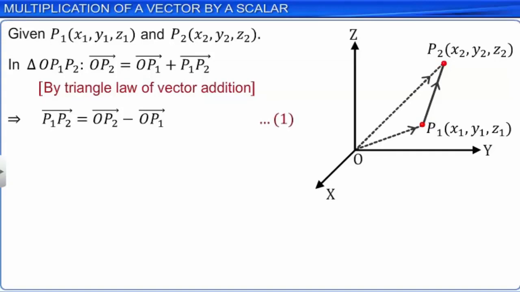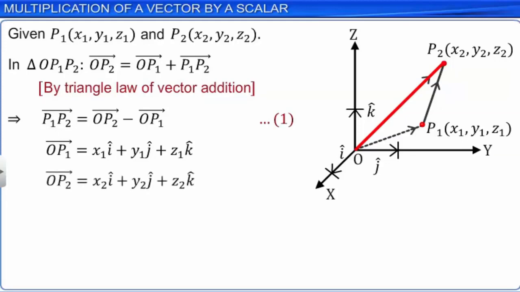If vectors i, j, and k are unit vectors along the x, y, and z axes, respectively, then vector OP1 in component form is given by x1 into vector i plus y1 into vector j plus z1 into vector k. Similarly, vector OP2 in component form is given by x2 into vector i plus y2 into vector j plus z2 into vector k.